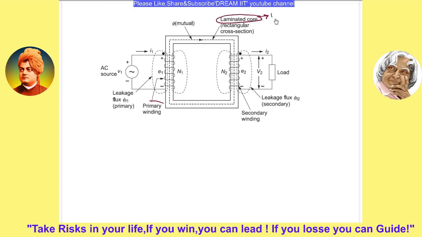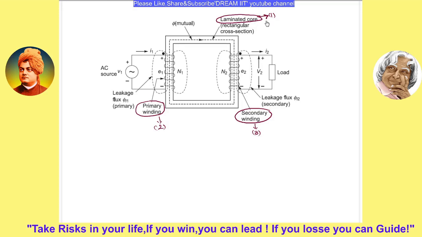If you see the second one, that is the primary winding, and this is the secondary winding. That is what I have shown here. This is the second part, and this is the third important part. This is the laminated core.